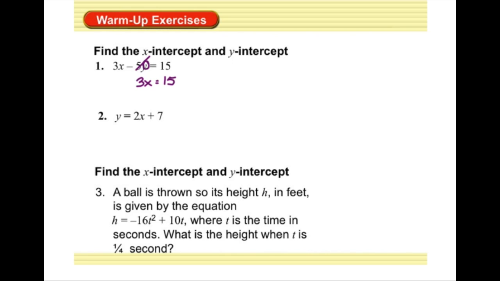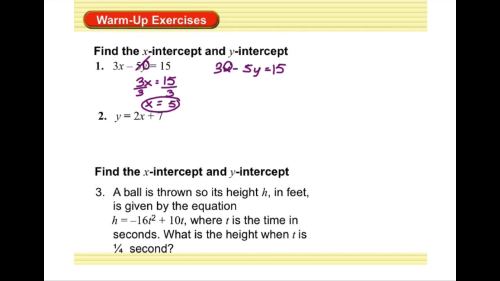3 times x equals 15, so 15 divided by 3 is x equals 5. So when y is equal to 0, x is equal to 5, and so that tells me my x-intercept is 5. The second part of this problem is to find the y-intercept. So I'm going to need to plug in 0 for my x. So 3x minus 5y equals 15. Plug in the 0 for my x.